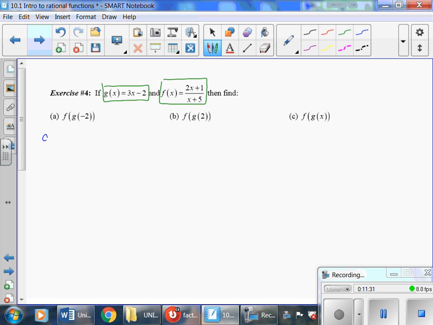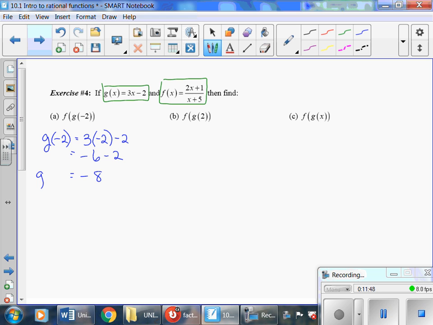So the first thing we want to calculate or evaluate is g of negative 2. So let's go to our g, and that equals 3 times negative 2 minus 2, which is negative 6, minus 2, which is negative 8.